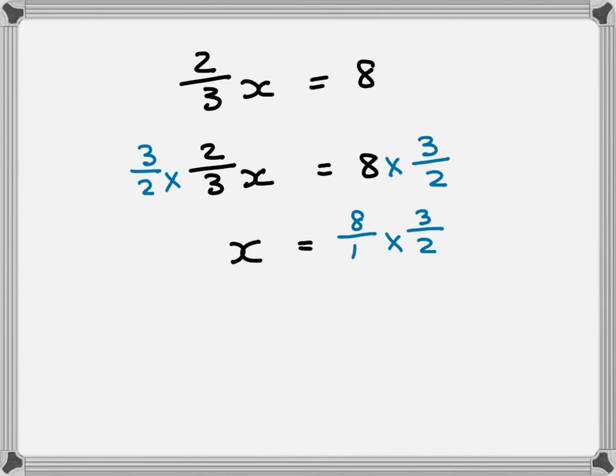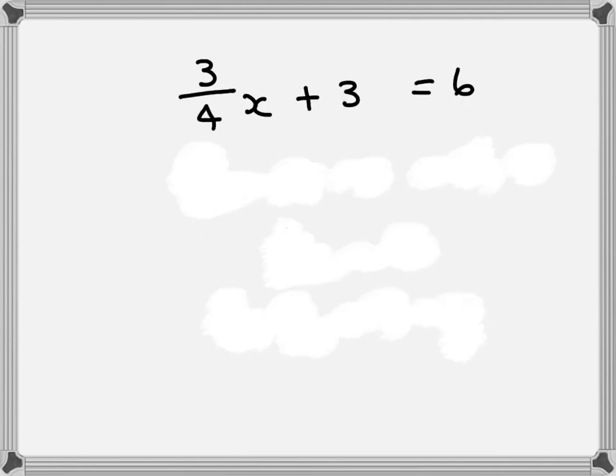Which leaves us with x is equal to, well, let's first simplify up here. What do we have? 2 can go into itself once and into 8 4 times. 4 times 3 is equal to 12 over 1. So x is equal to 12. Okay. Next one, last one of this clip.